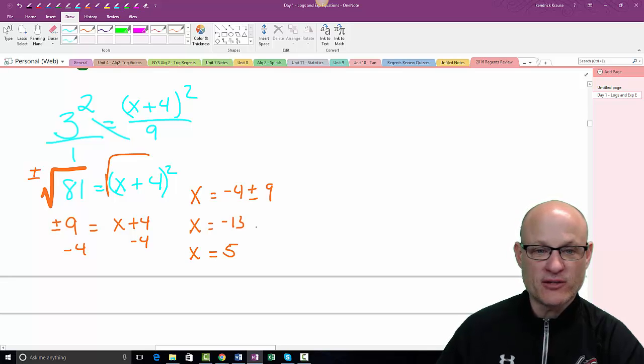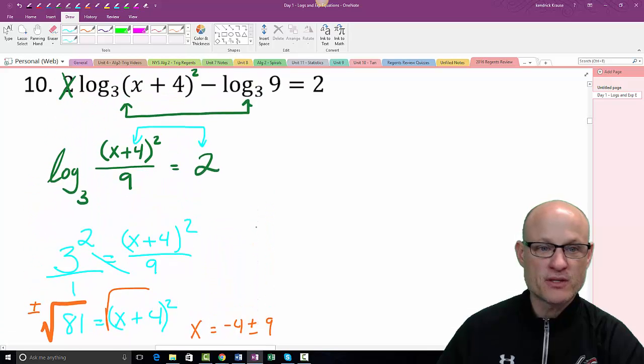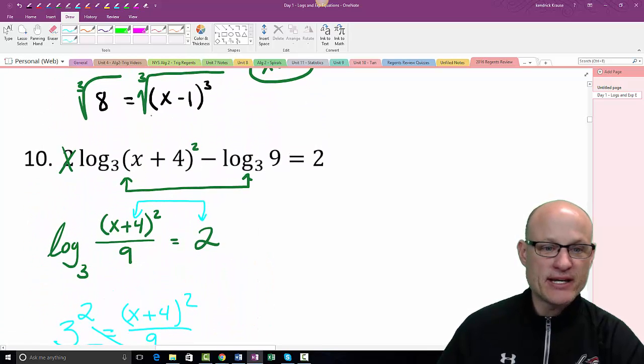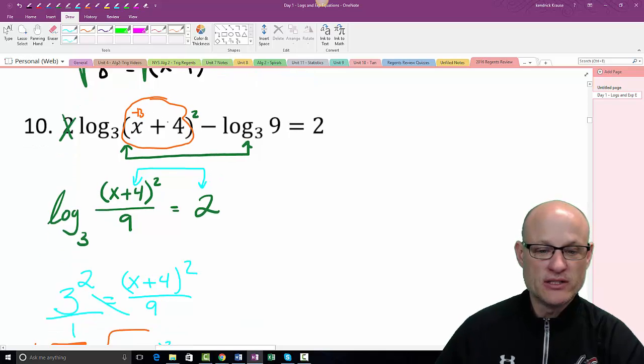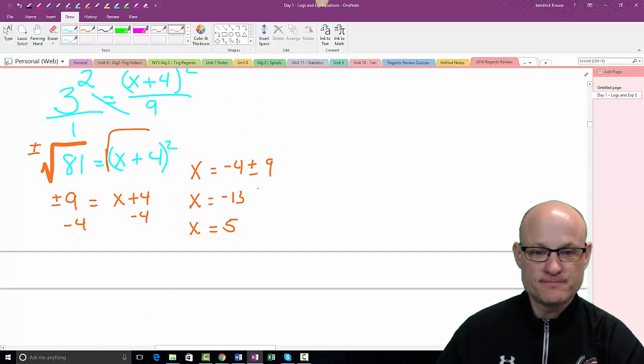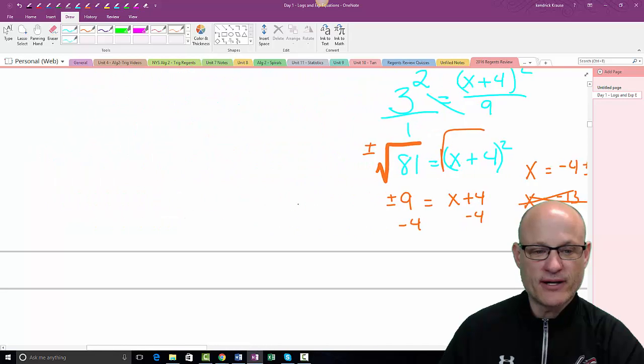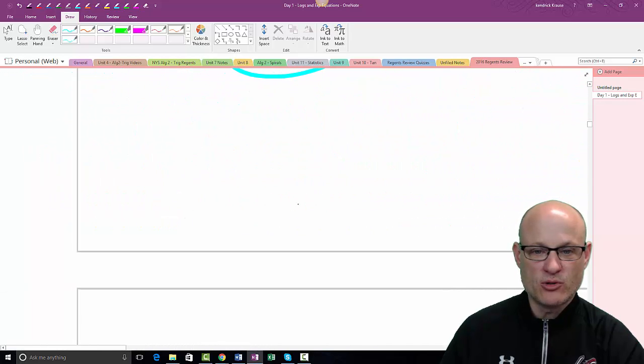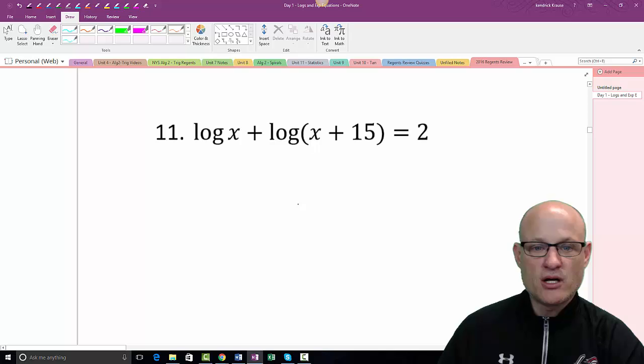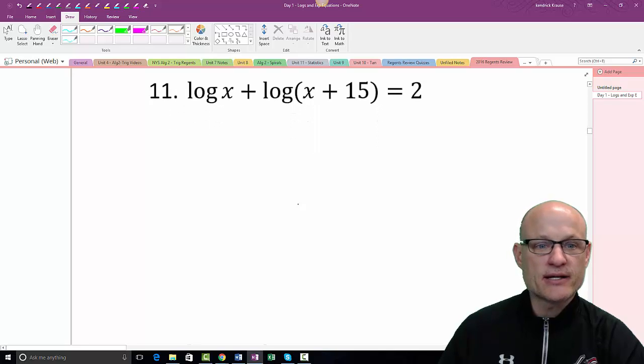But again, we got to go back up and see if one of these is going to cause a problem. If I put a negative 13 in here, this would give me something negative that I cannot take the log of. So that answer's just got to go away. Tough problem anyway. All right, there it is. The answer is x equals 5. Keep moving, kids. Pause it. Come back.